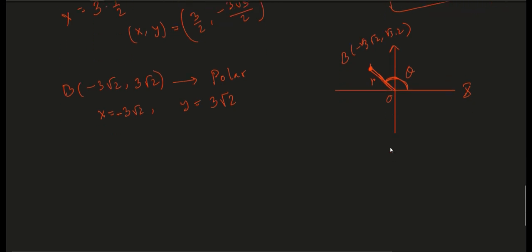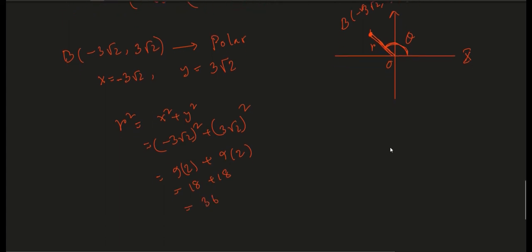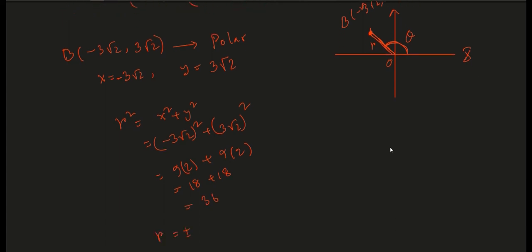If I say this is formula 3 and this is formula 4, we have to use formulas 3 and 4. The first one, r squared equals x squared plus y squared, and then we substitute the values of x and y. So negative 3 root 2 squared plus positive 3 root 2 squared, we get 9 times 2 plus 9 times 2, 18 plus 18 equals 36. So r equals plus or minus 6. That's the value of r. We'll consider which sign we'll pick at the end.